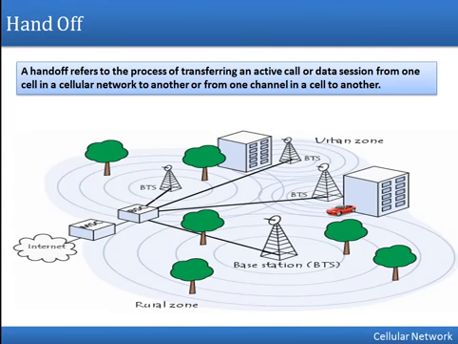We have this example. Let's say a user is driving and right now he is here and he's on a call. Right now he is connected to this base station, and while he is driving, when he enters another base station's cell, his call will now be handled by this base station. So transferring an active call from one base station to another base station is known as handoff. It can be an active call or an active data session.